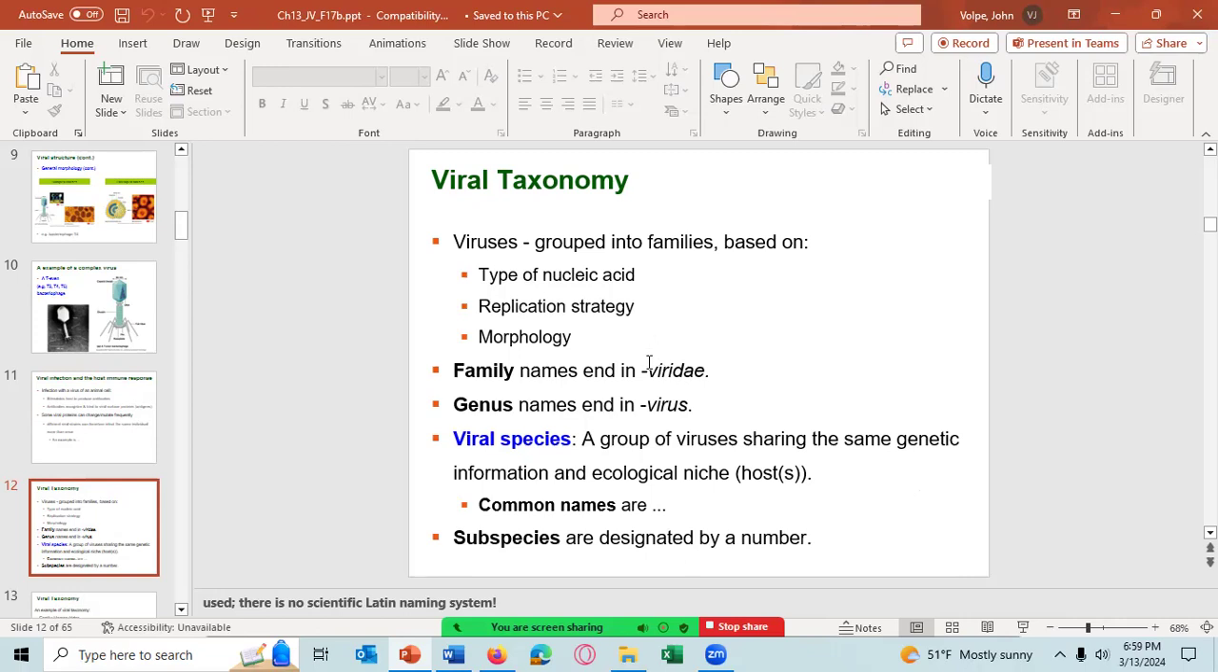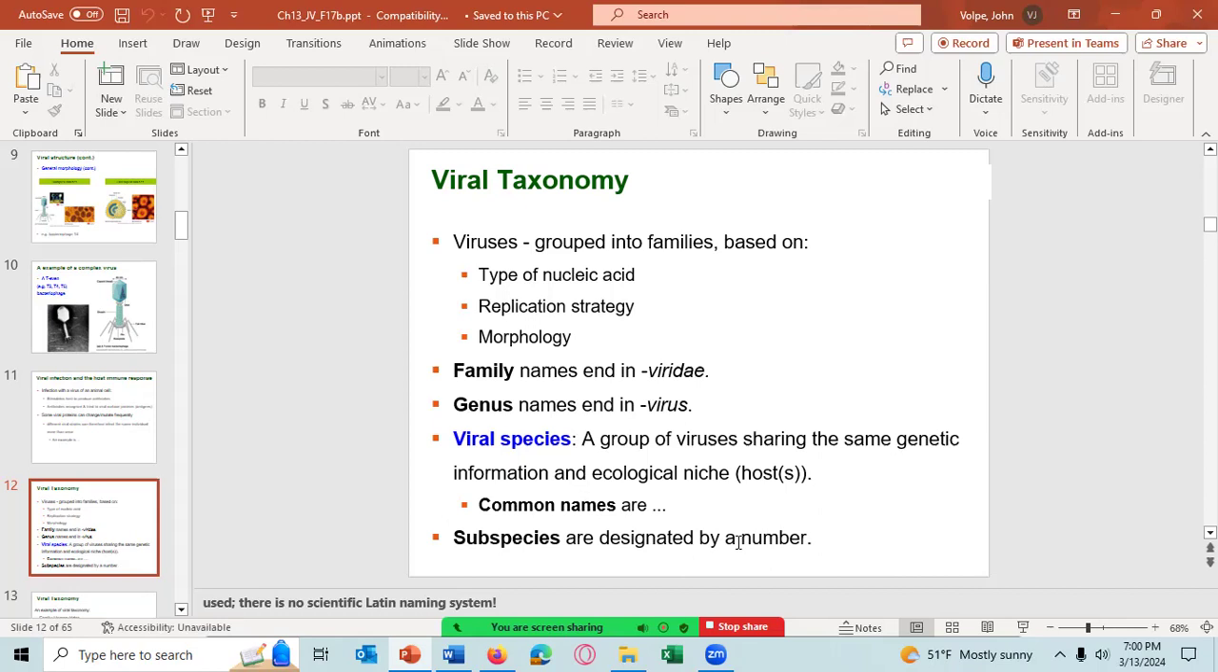We mainly group viruses into families, and the virus family will end in viridae, like Herpesviridae. And then there's the virus genus. Herpesvirus is the genus name. So the genus name ends in virus. And then the viral species, we use the common English name, herpes simplex type 1, common viral species name. And then the subspecies is designated by the number. And in viruses, the subspecies is very important.